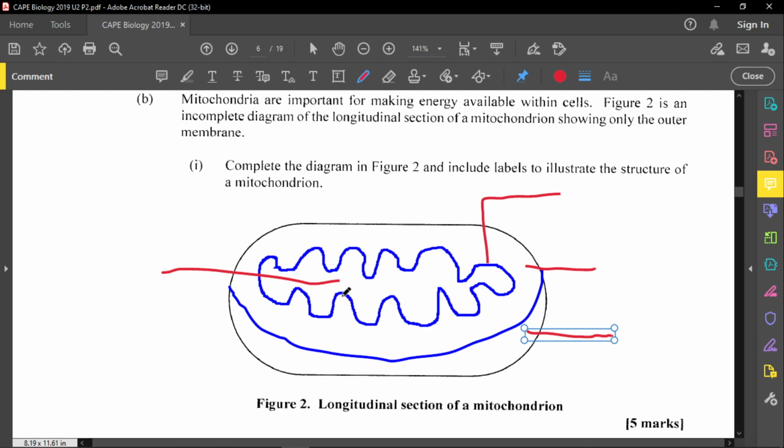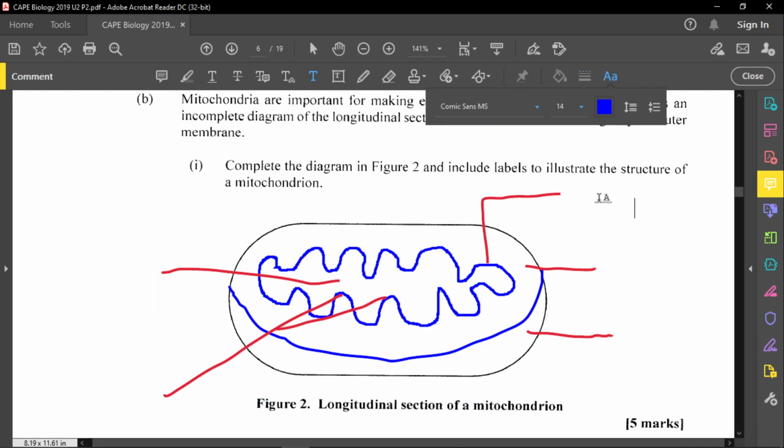I'm going to leave it on that side. And these little projections, they are finger-like projections in a sense. So I'm going to label those as well. Let's just put 2 of them. And that will be it. So let's start off with our labels. Let's start off here, going outside in. So here is our outer membrane. So this will be our outer membrane.